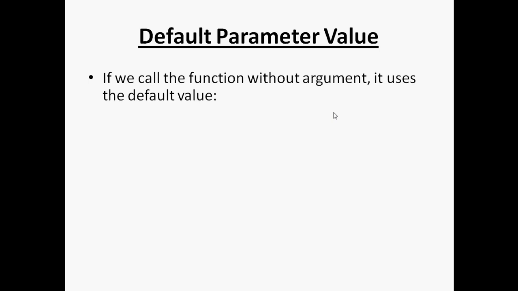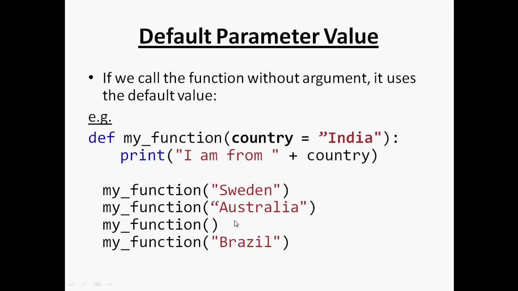The default parameter value. If we call the function without argument, it uses the default value which we have taken in our function definition. For example, in this function definition, I have taken country equals India. It will be treated as the default parameter value if my function is called without any argument. So the value associated with this parameter will be used while calling the function without argument. Let's try to run this code.